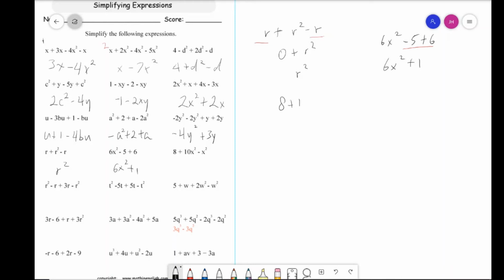8 plus 10x squared minus x squared. So I'm combining the x squared in this question. So that will be 8 plus 10x squared minus 1x squared. That will become 9x squared.